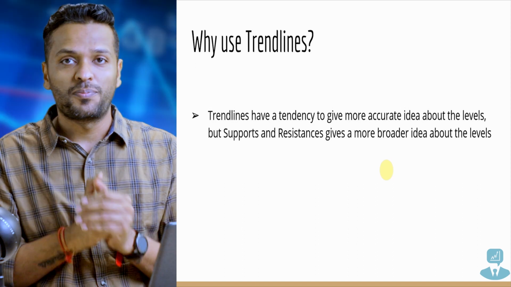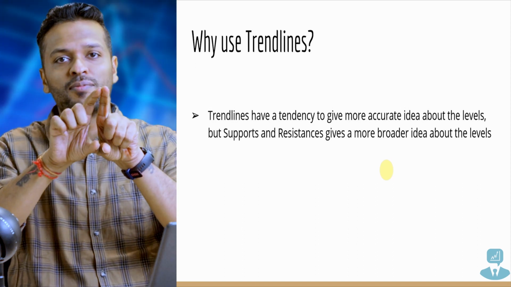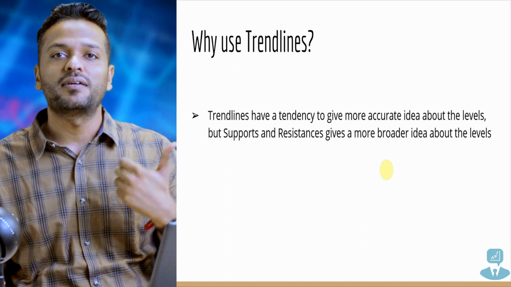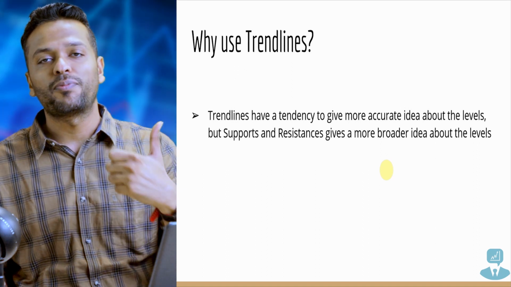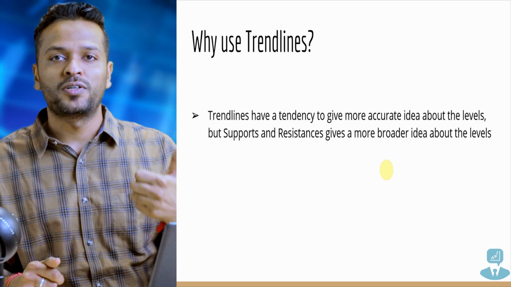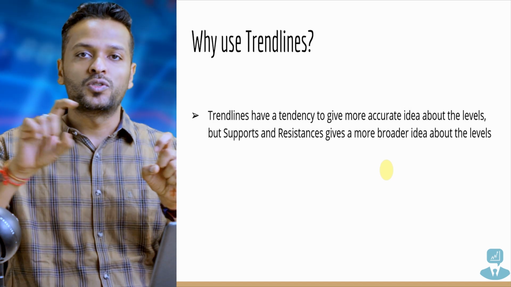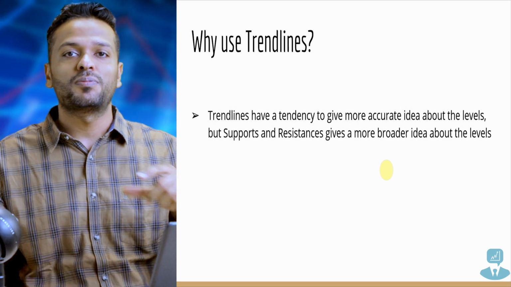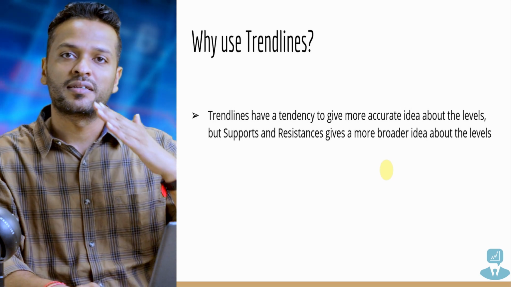But in the case of support and resistances, you can actually have an idea of the zones. So if you want more accurate data or you want more pinpoint targets for your trades or you want more pinpoint entry points or stop loss for your trades, trend lines are more useful than supports and resistances. Support and resistances gives you a broader range, but trend line gives you an exact number or exact data point.